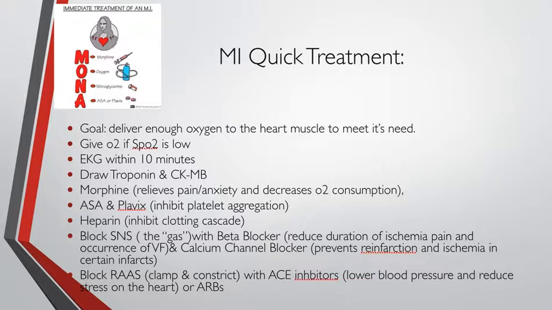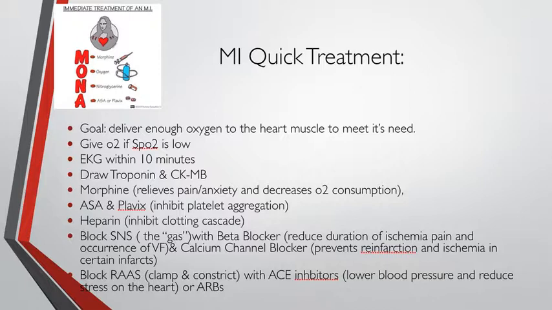So what are we going to do? Well, we should expect to give supplemental oxygen if their SpO2 is low. We expect to get an EKG as fast as humanly possible. We're going to expect to draw labs, specifically a troponin and a CKMB. We're going to expect to give morphine because it helps relieve pain and anxiety and decreases oxygen consumption. We expect to give aspirin and Plavix because they both inhibit platelet aggregation, which again will help decrease the clotting.